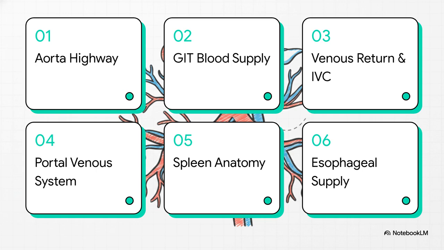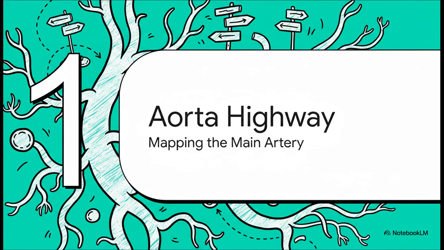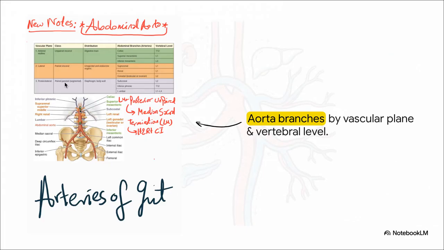Let's jump right in. All right, Section 1, the abdominal aorta highway. We're mapping out the main artery. Look, if you want to crush your anatomy boards, you've got to stop thinking of the aorta as a flat 2D drawing. Think of it like a 3D tube with very specific exit ramps that are organized into three distinct vascular planes. We've got the anterior midline plane, which is dedicated exclusively to the digestive tract.